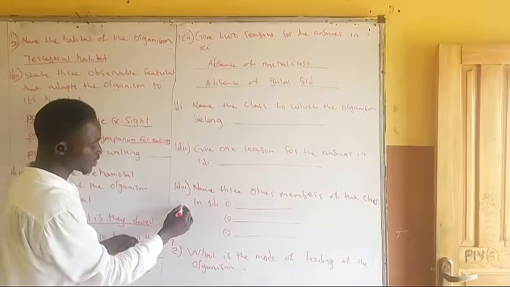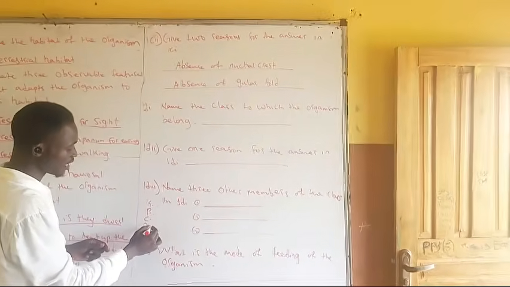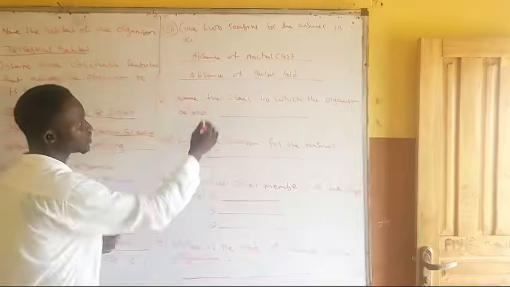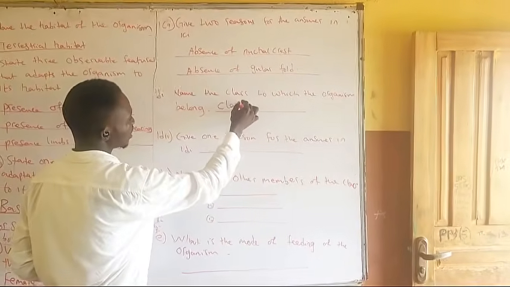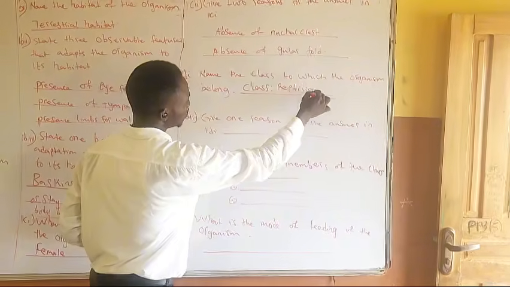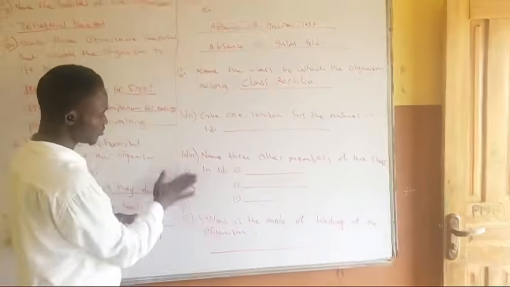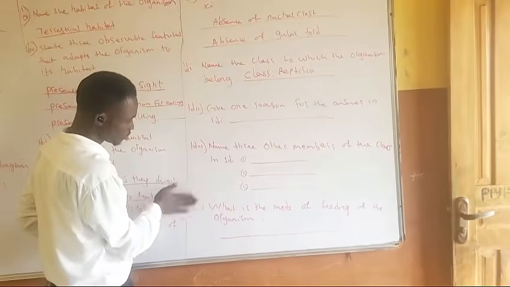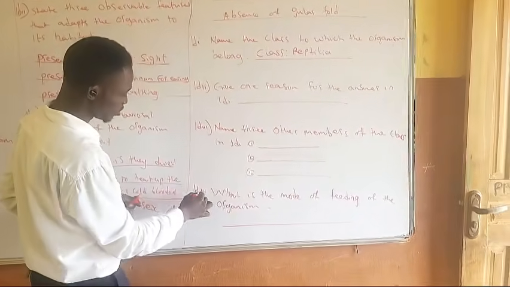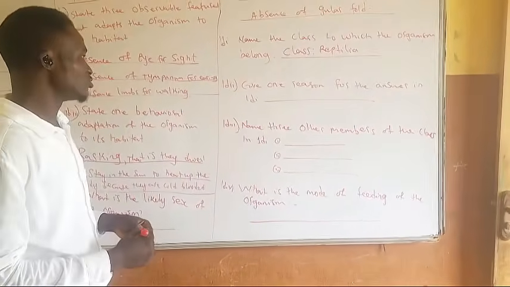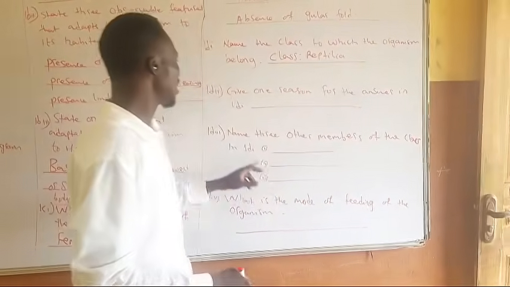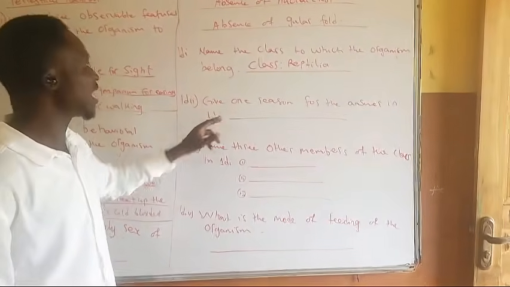KPCOFGS: kingdom, phylum, class, order, family, genus, and species. So they ask us for the class, and you write it like this: class colon reptilia. Class Reptilia. The next says, give one reason for the answer.